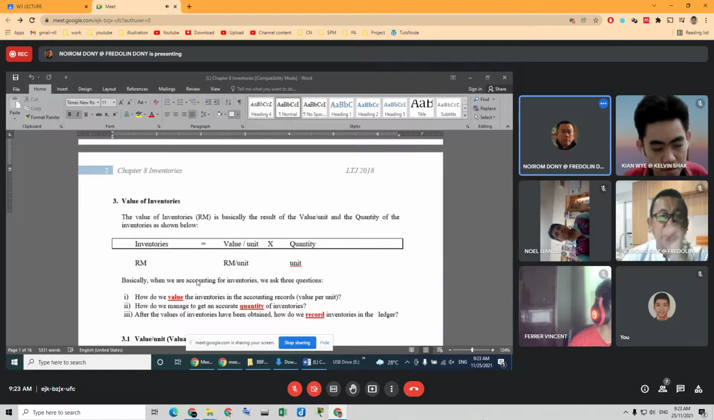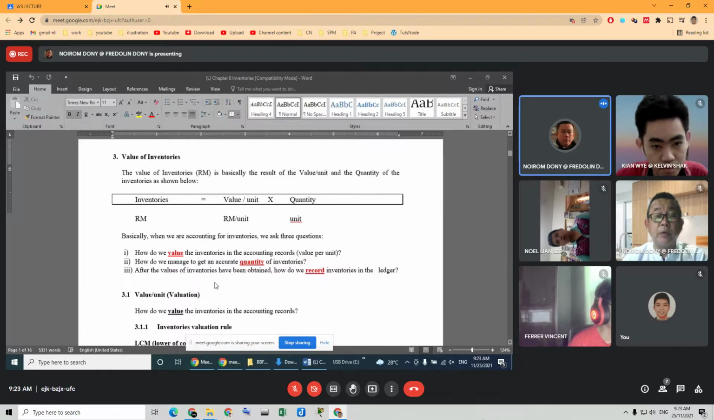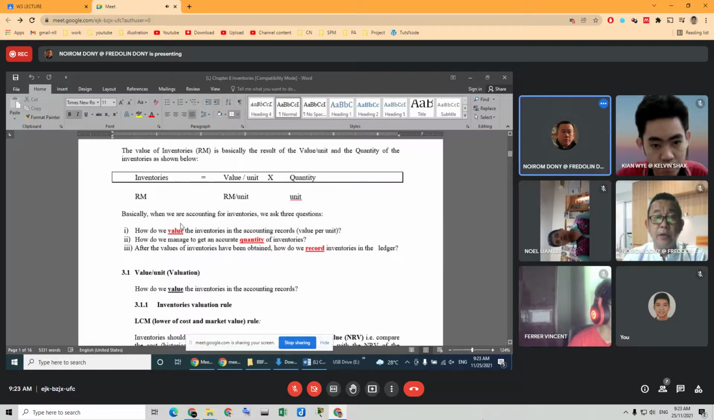Now, basically when we are accounting for inventory, we ask 3 questions. Meaning in recording of inventory, there are 3 issues that we need to consider. The first issue is about the value of the inventory. And then after that, how do we manage to get an accurate quantity? Then later, we need to know how do we record in the ledger. So these are the 3 issues that we need to address when it comes to inventory.